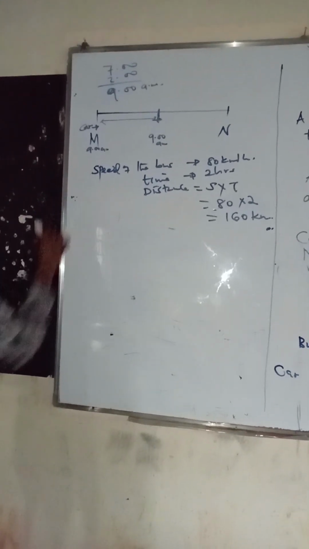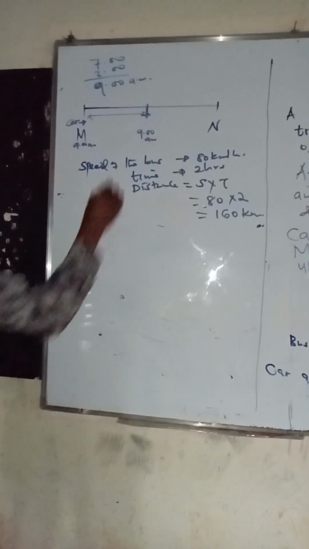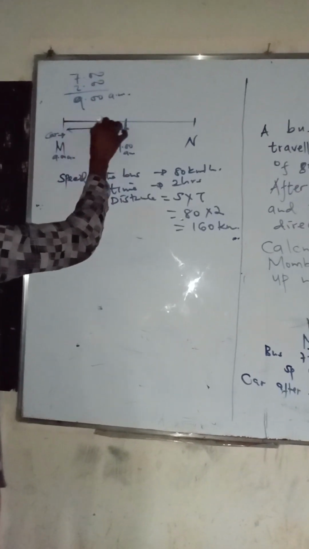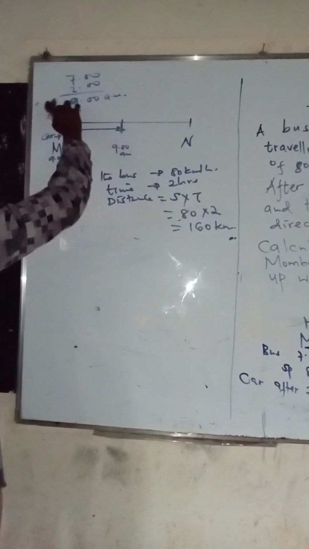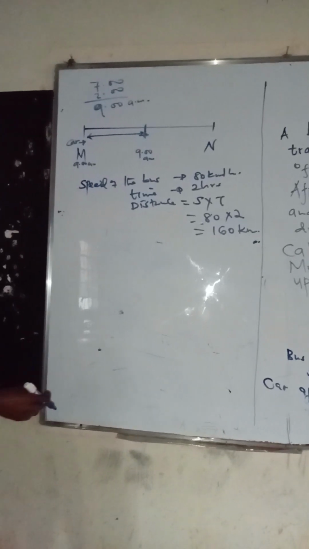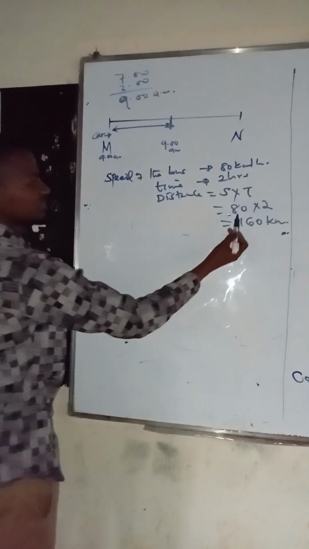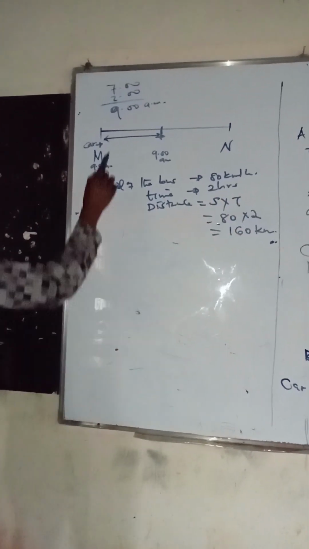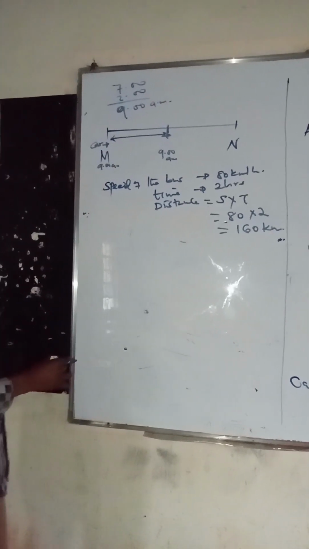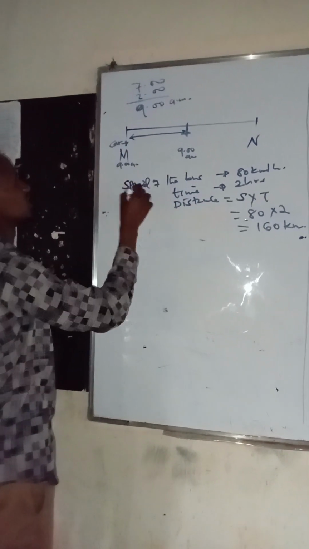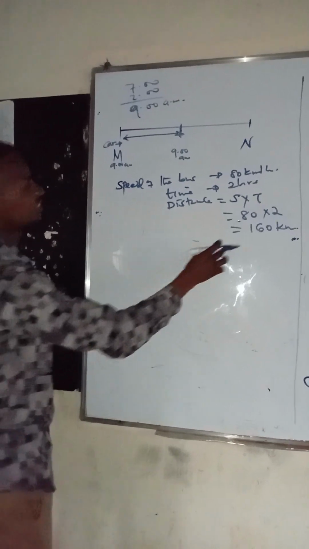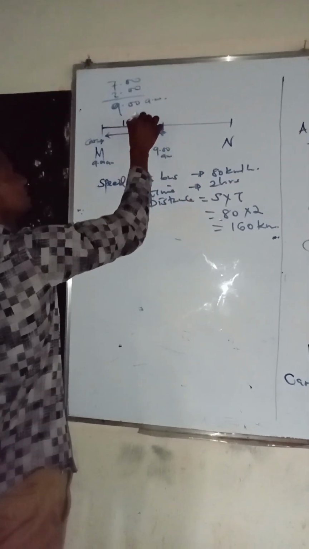So what will be the distance between the vehicles? This is the distance between the vehicles. That's why you are not even given the distance between the towns, because this time difference of 2 hours can create that distance difference. So what is the distance difference? The distance difference is this 160 kilometers.